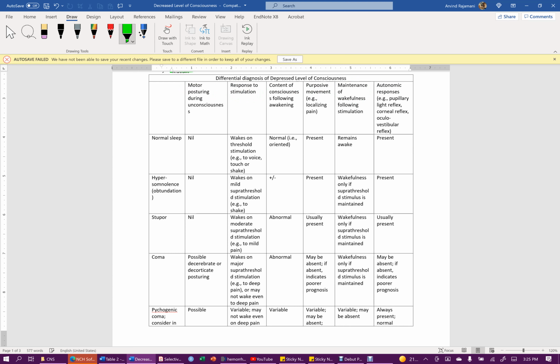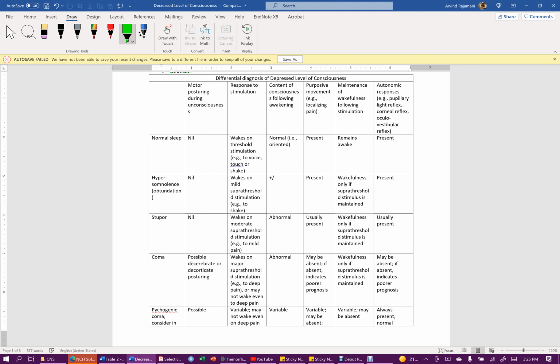In normal sleep, you won't have any motor posturing. You'll be sleeping, whichever way you want. Then if you have a threshold stimulation, and by threshold stimulation, I just mean a stimulation that is normal, voice or touch or mild shaking or something, you'll wake up. And once you do wake up, unless you are Arvind Rajamani, you'll wake up oriented and normal. If you're me, I'll probably be very confused and angry.